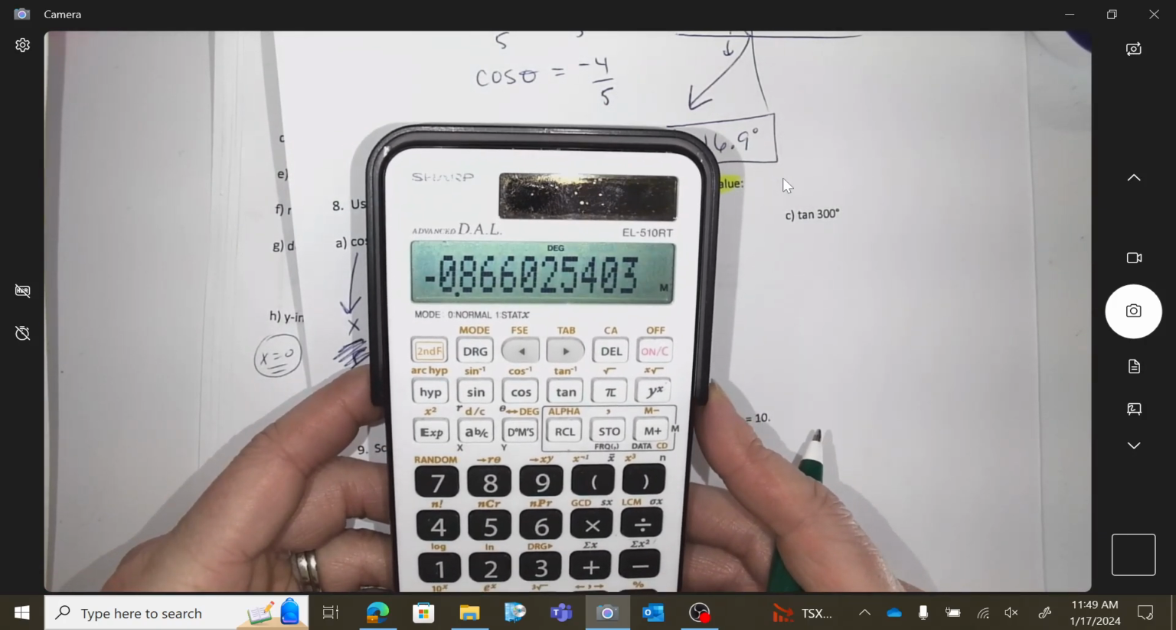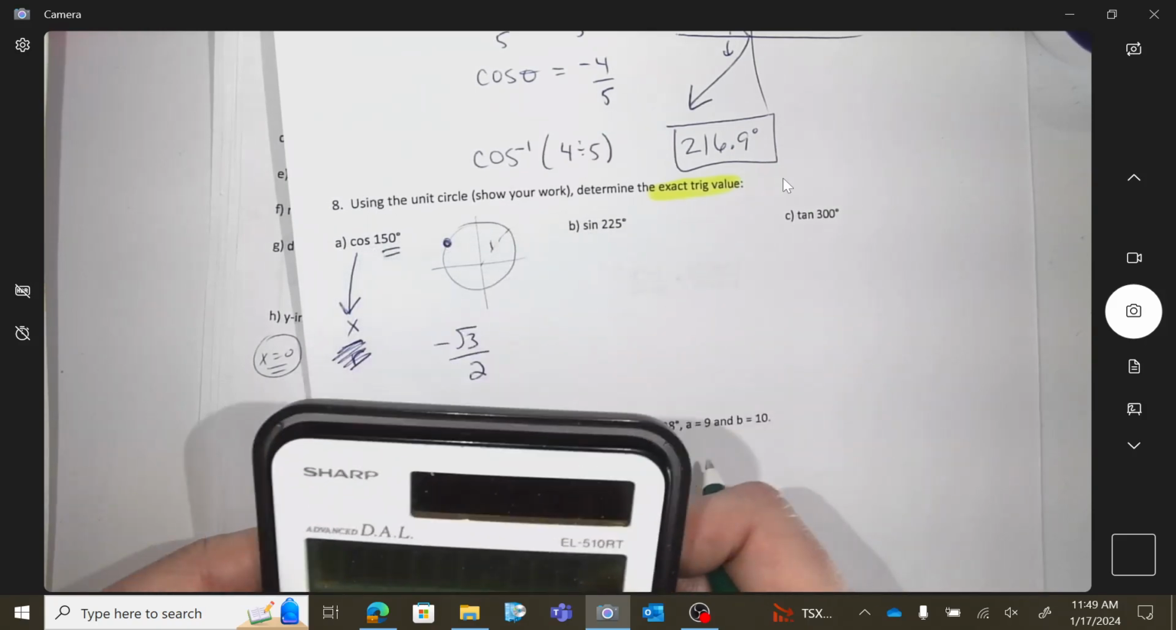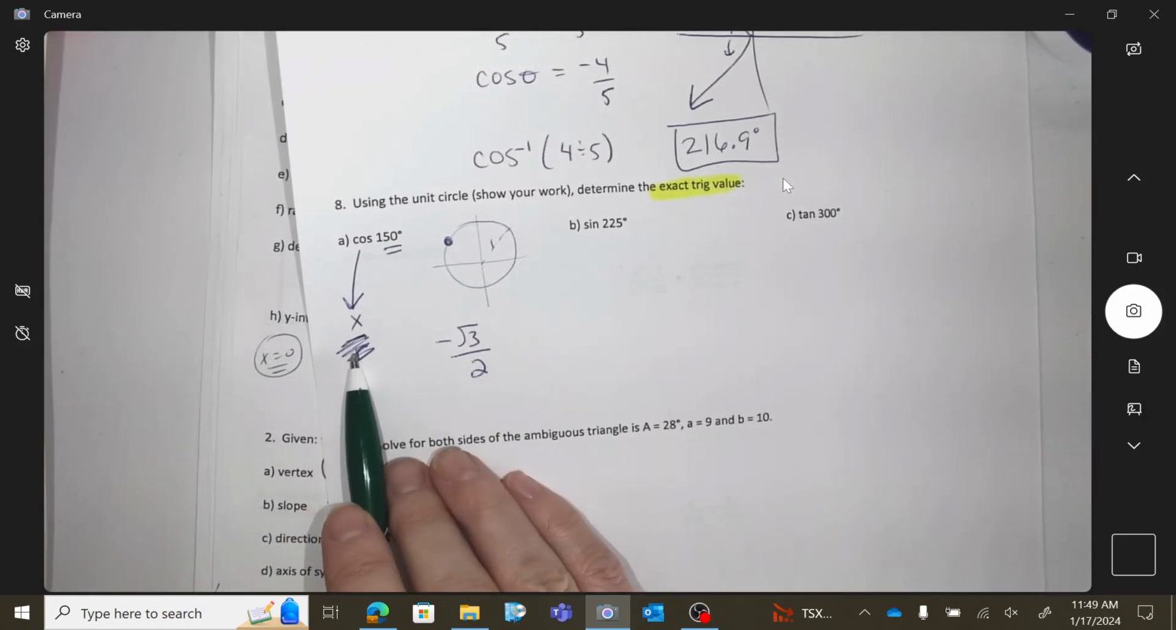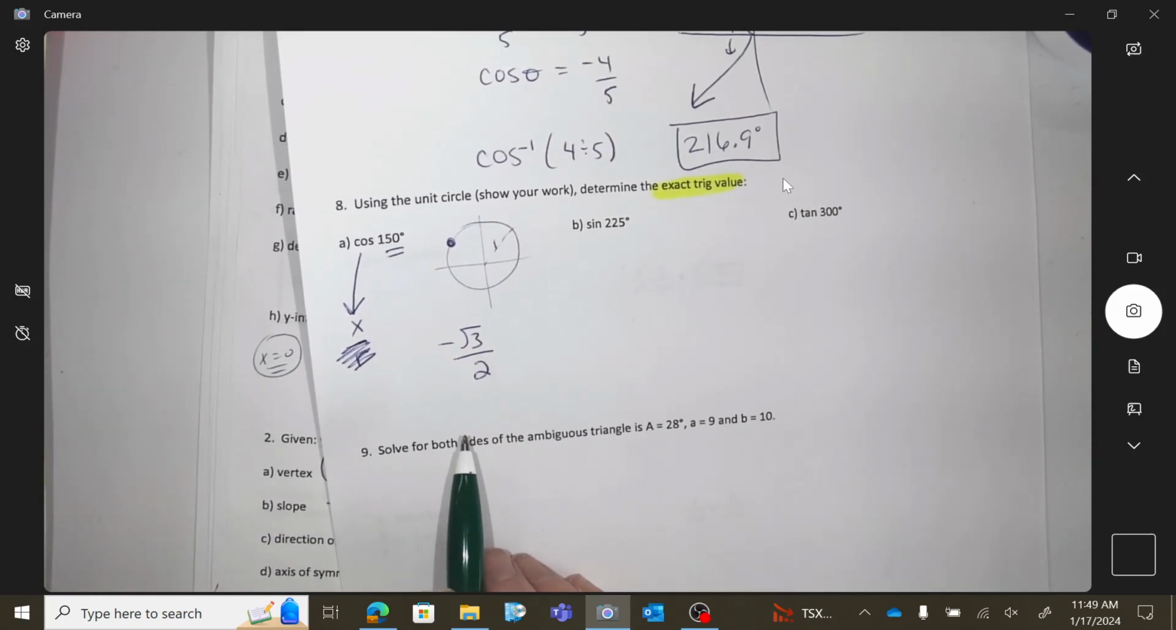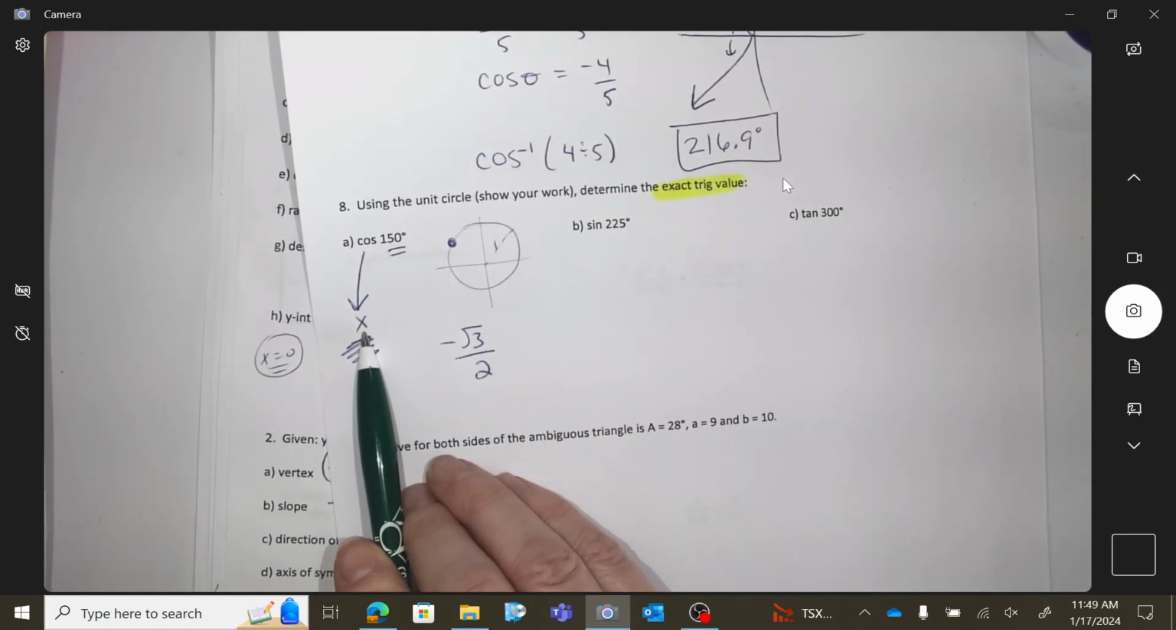So don't use your calculator, you get 0 points. You have to show me some kind of work. If you just give me an answer, I don't want that. I want that you've indicated you're finding x.